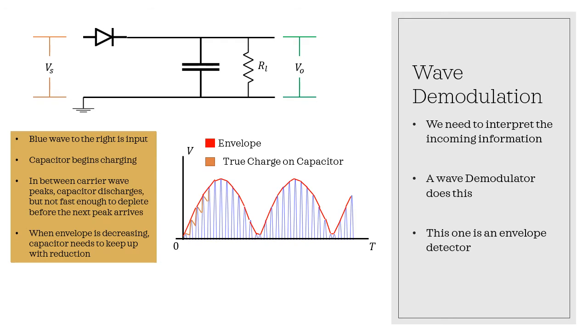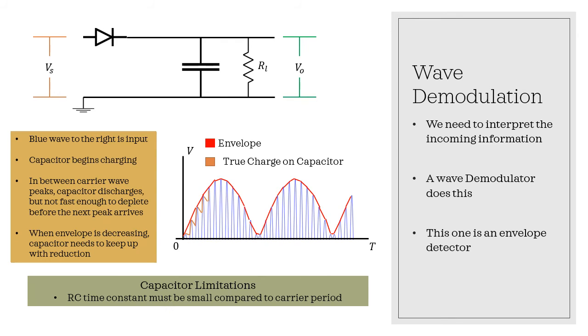So there are some capacitor limitations. And the first one is that our RC time constant must be small compared to the carrier period, or 1 over F carrier. It's got to be small because we need it to be charging relatively quick compared to when the peaks hit.